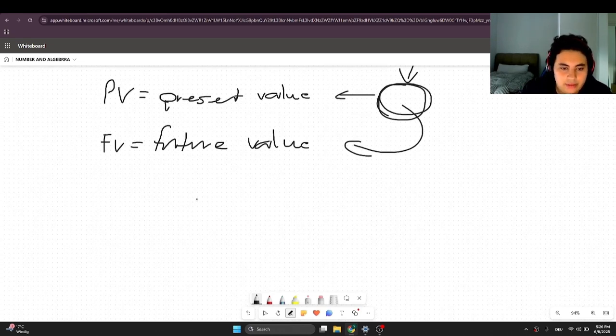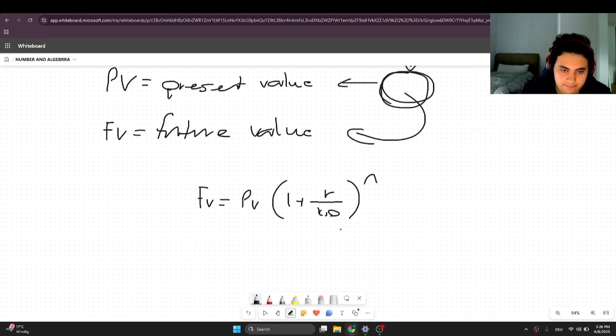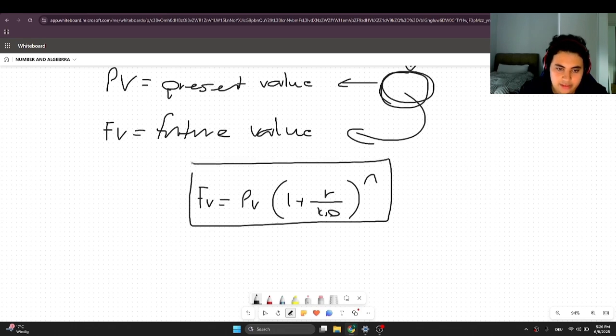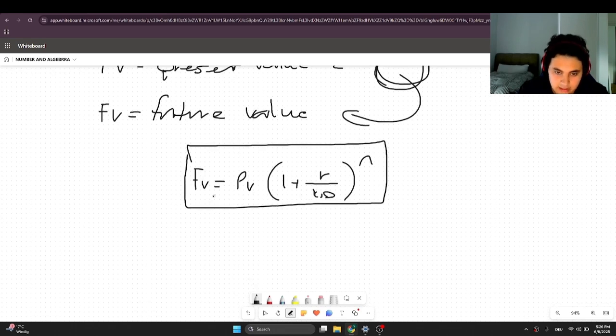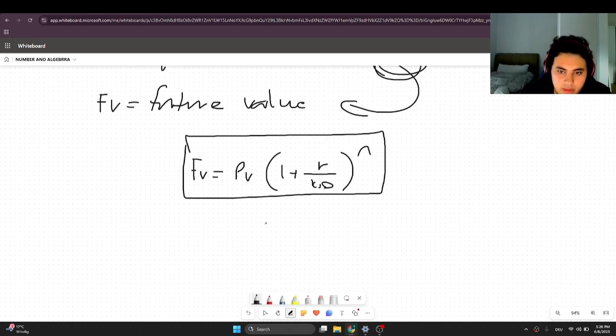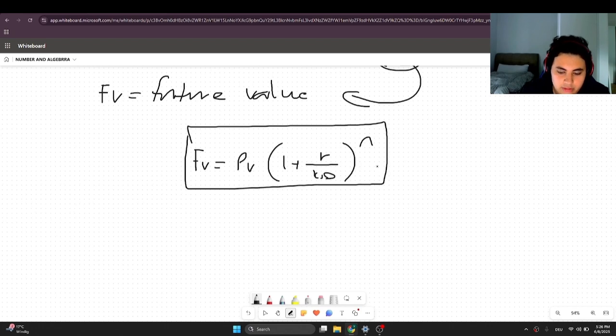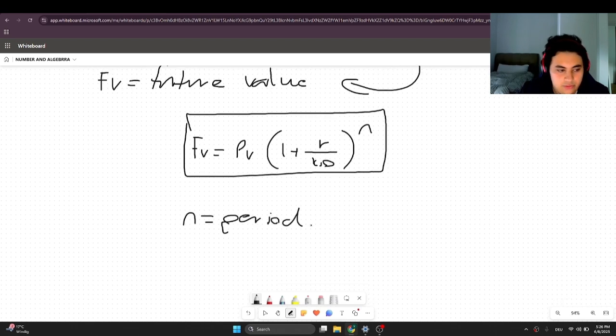So the formula is given by FV equals PV multiplied by (1 plus R divided by 100) to the power of n. This is my financial application. This is a geometric sequence, because it's multiplied and raised to the power of n, and n in this case is my period. So how long am I going to leave that money, or how long am I calculating this for?